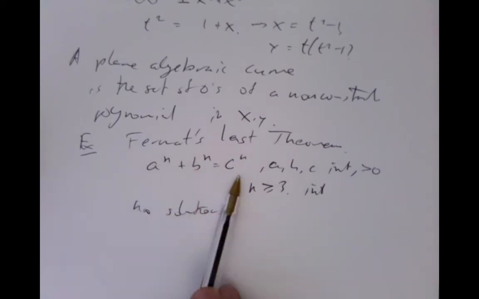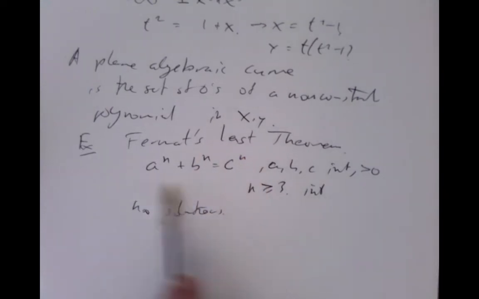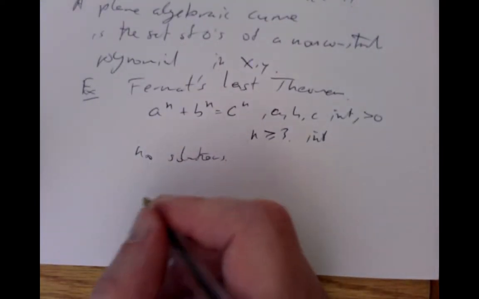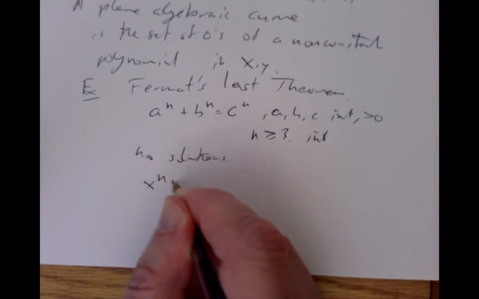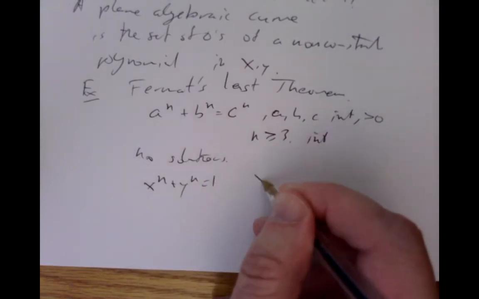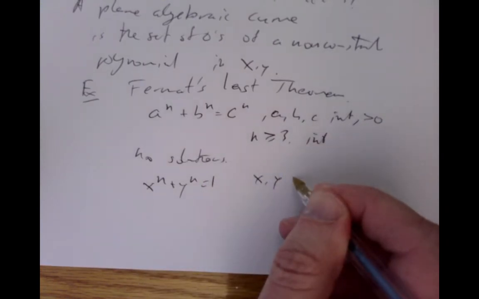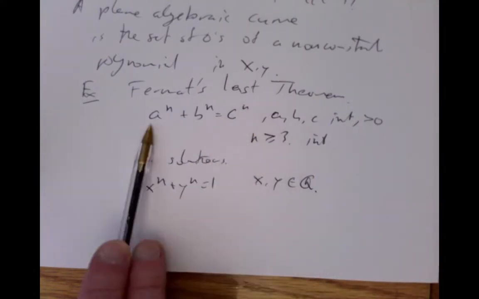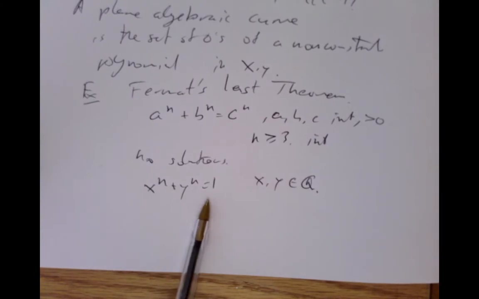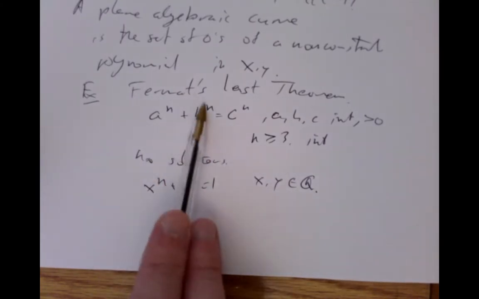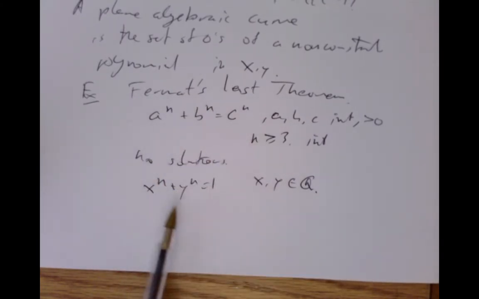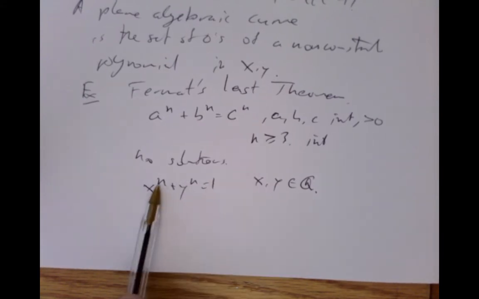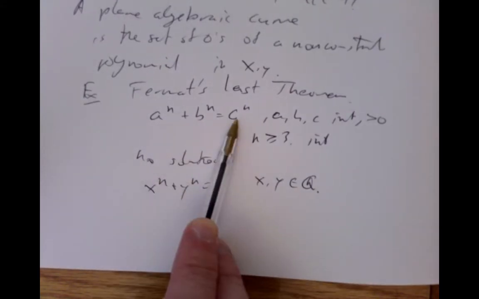Now, from the perspective of this theory of plane algebraic curves, you could say this isn't really about a curve. It's got three variables in it. But if we divide both sides by c, we can write it as x to the n plus y to the n equals 1, where x and y are no longer integers but rational numbers. And so this really is about a plane algebraic curve, because if you had integer solutions here, you could divide by c and get a point on this curve. a over c would be x, b over c would be y. On the other hand, if you have a rational point on this curve, you can clear denominators and you get back to this equation here.